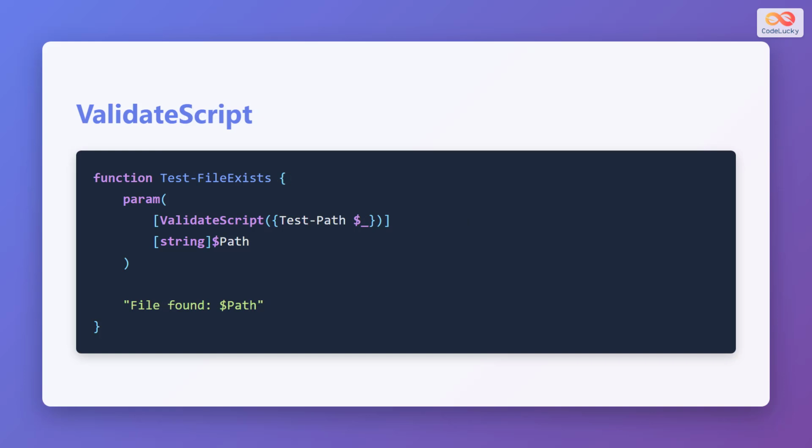ValidateScript is the most flexible validation attribute because it lets you write custom validation logic using a script block. The script block receives the parameter value through the $_ variable and must return true or false. In this test file exists function, ValidateScript uses the Test-Path command to verify that the file path actually exists on the system before the function runs. If the path doesn't exist, validation fails. You can put any PowerShell logic inside ValidateScript, making it perfect for complex validation scenarios that other attributes cannot handle.